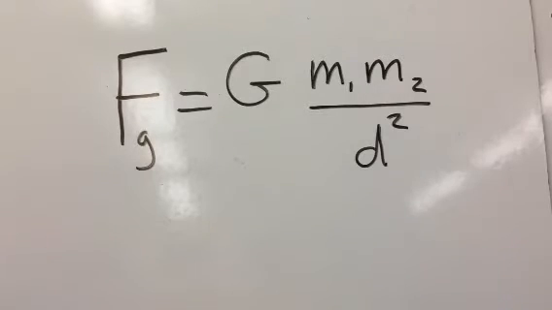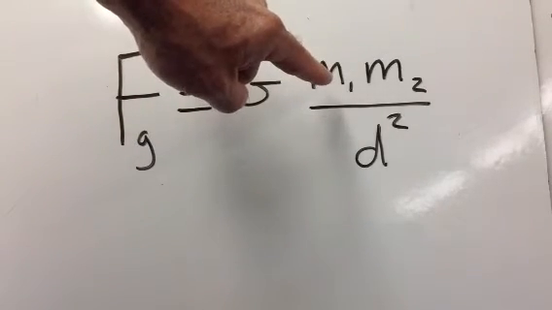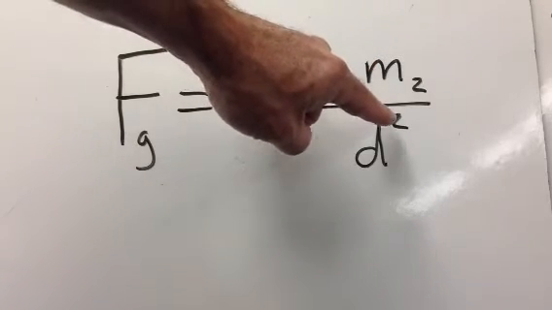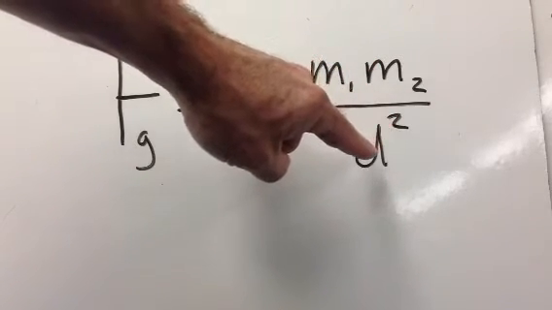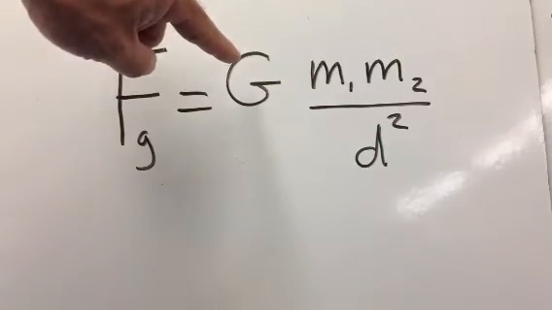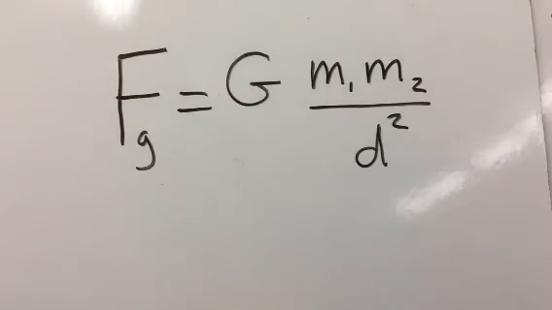Okay, so this is Newton's famous formula for universal gravitation. And it's actually one of my favorite equations of all time. So here's how you interpret it: the force of gravity equals the mass of object 1 times the mass of object 2, divided by the square of the distance between the two objects' centers of mass, times the gravitational constant, the universal gravitational constant that had to be determined experimentally.